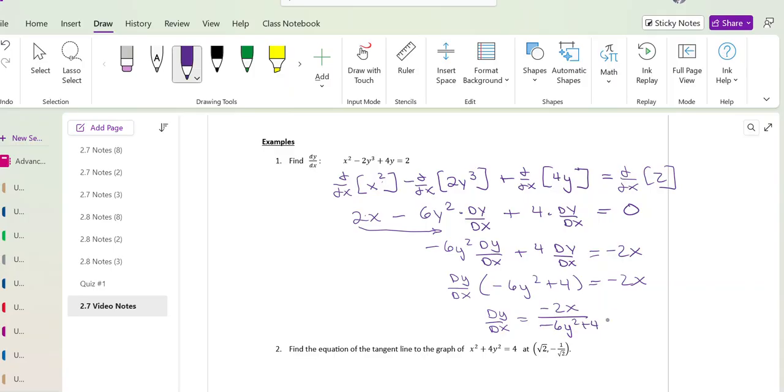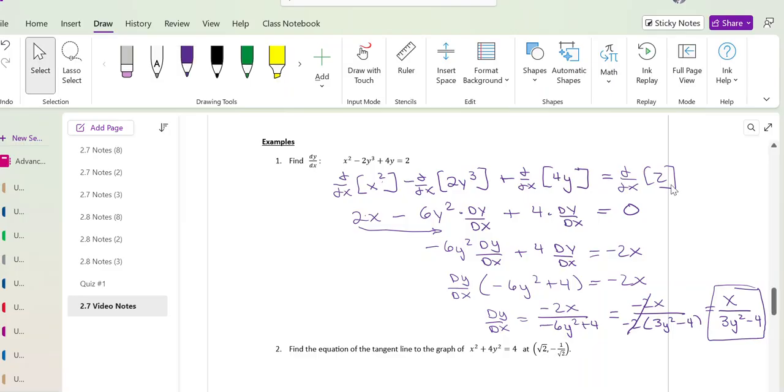Now the only thing left to do would be to simplify this. Since the denominator can be factored by 2, and both of them have a negative, notice if I take out a negative 2 here, I get 3y squared minus 4. So you can cancel the negative 2's, and you're left with x over 3y squared minus 4. That is the derivative of that equation.